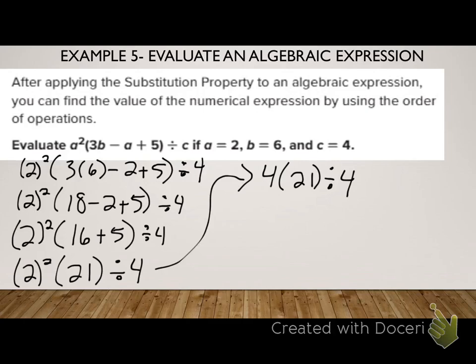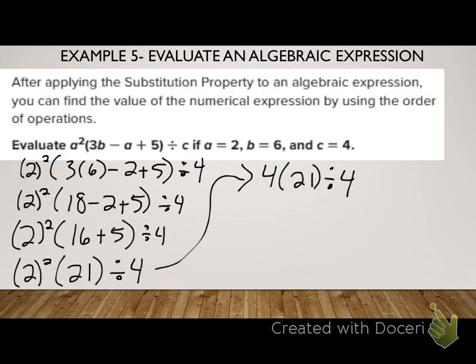We okay there? Any other exponents? Nope. What comes after exponents? Multiplication and division. Grouping those together, working from left to right. So what do I do first now? I'm going to do the multiplication because that comes first before my division.